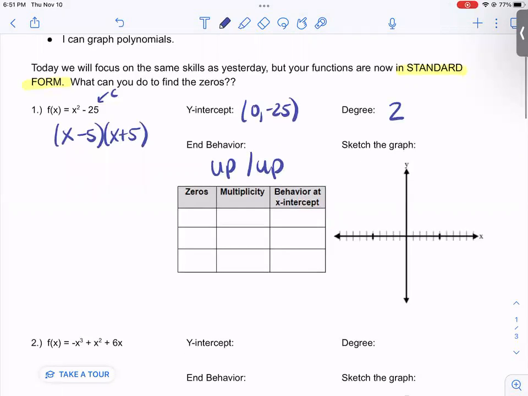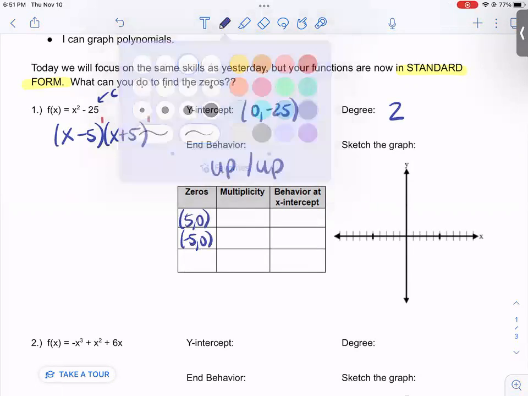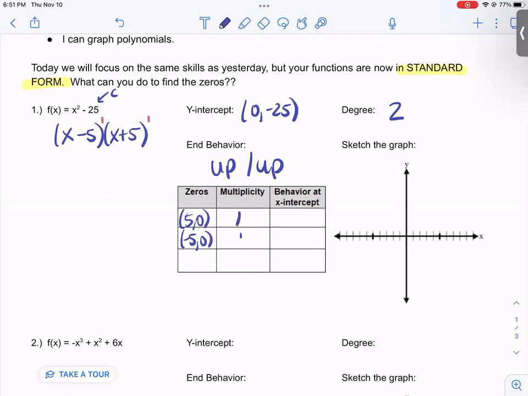Finally, the two zeros that we have for this function are 5 and negative 5. So (5, 0) and (negative 5, 0). And both of these have a multiplicity of 1 because they have an imaginary 1 exponent right here on the binomial. So if we continue on, we have a 1 for the multiplicity in both, and this means that we cross the x-axis in both scenarios.